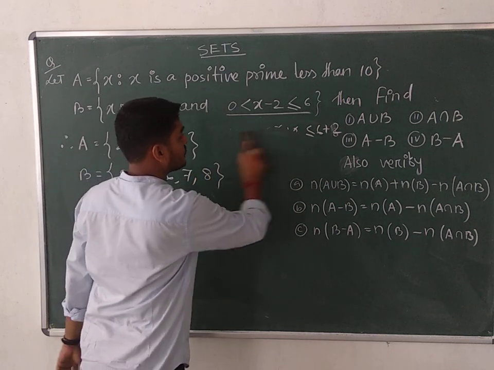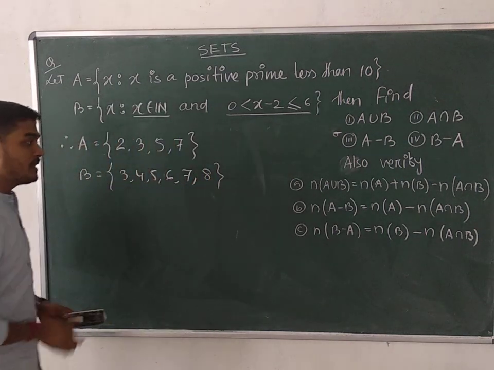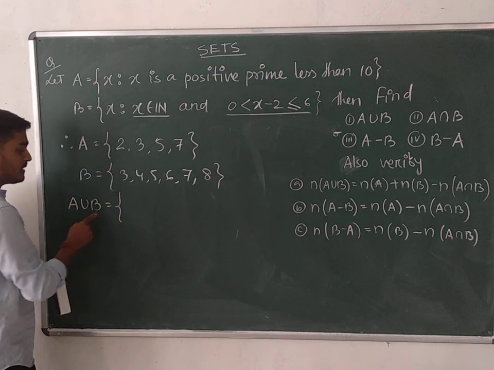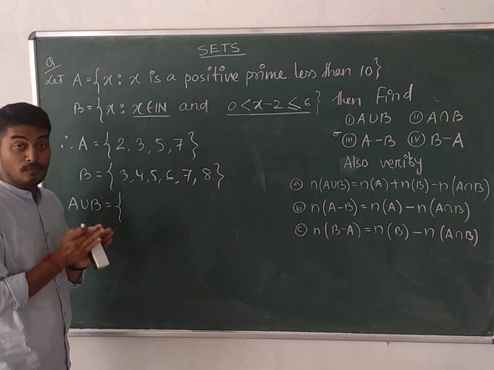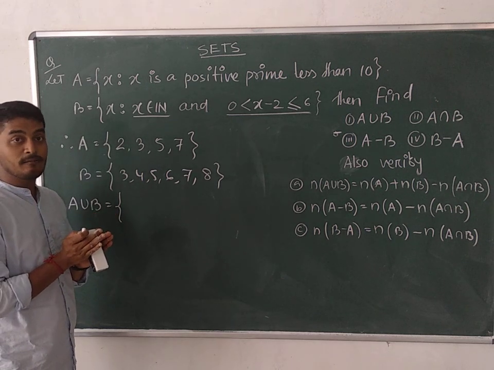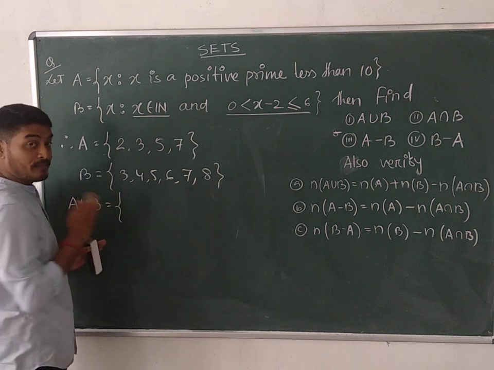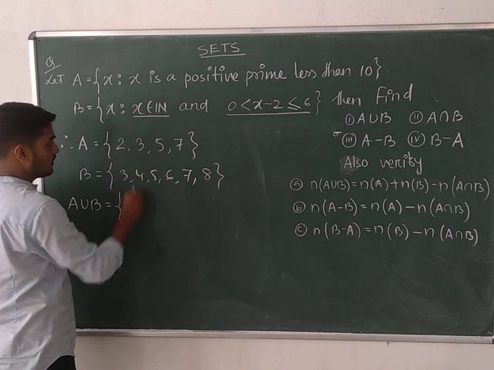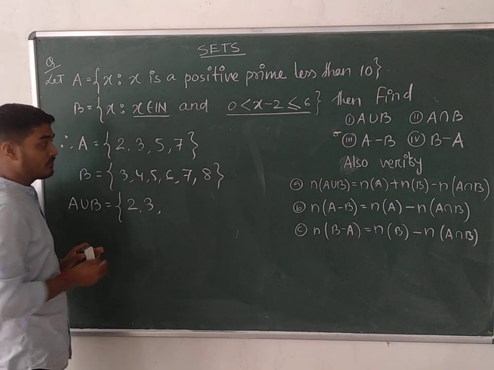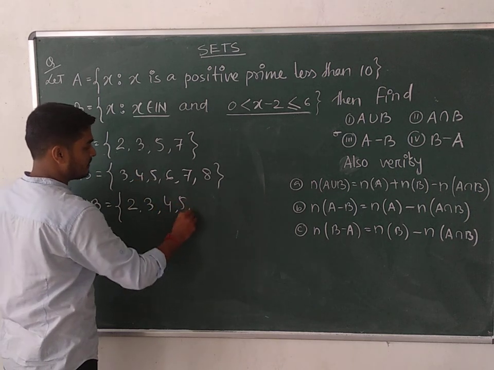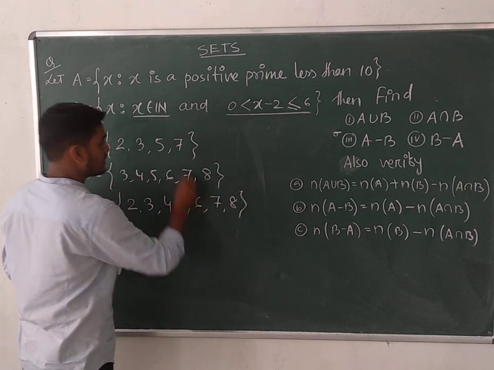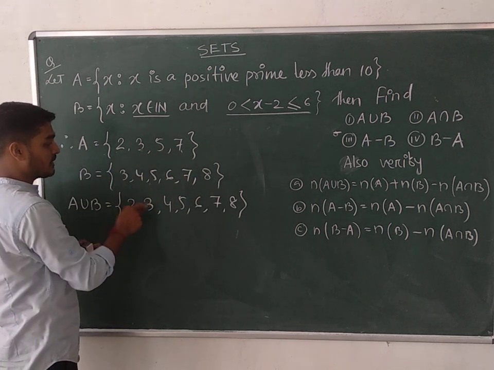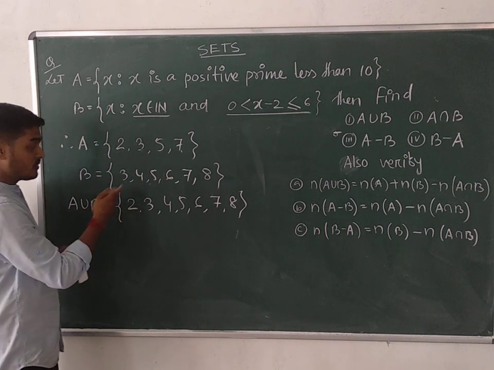So in this way, we will try to find all the possible values of A and B. Now we try to find the value of A union B. A union B itself is a set, that means you have to combine or unite the elements of A and B. But remember, repetition of elements is not allowed. So we can write 2, 3 (which repeats 2 times, so only write it 1 time), then 4, 5, 6, 7, 8. 7 repeats 2 times, 5 repeats 2 times, 3 repeats 2 times, only 1 time I have written. Okay, so this is the union.